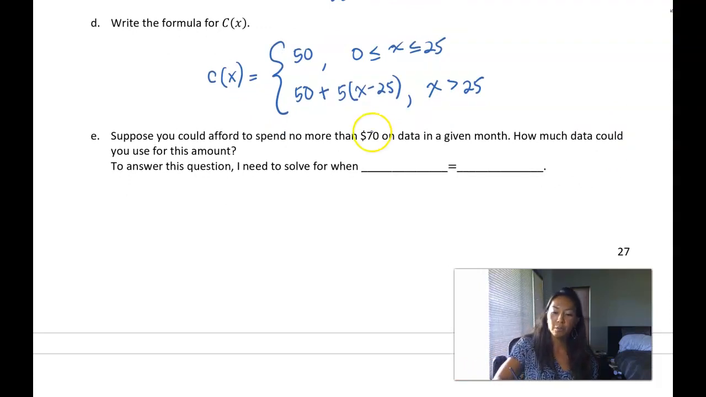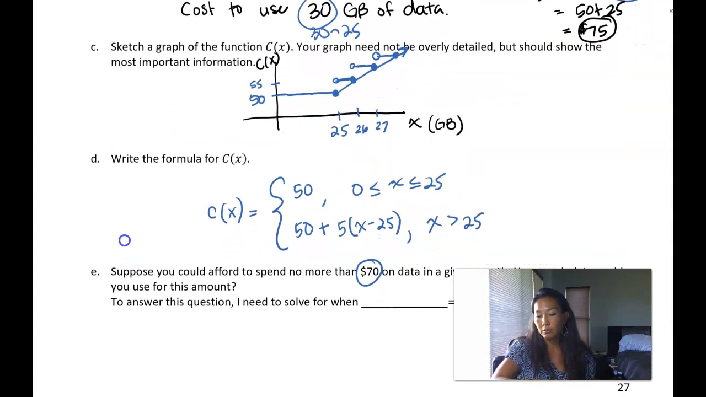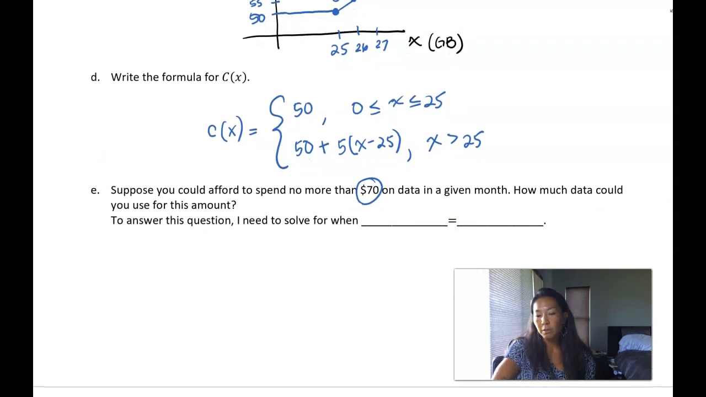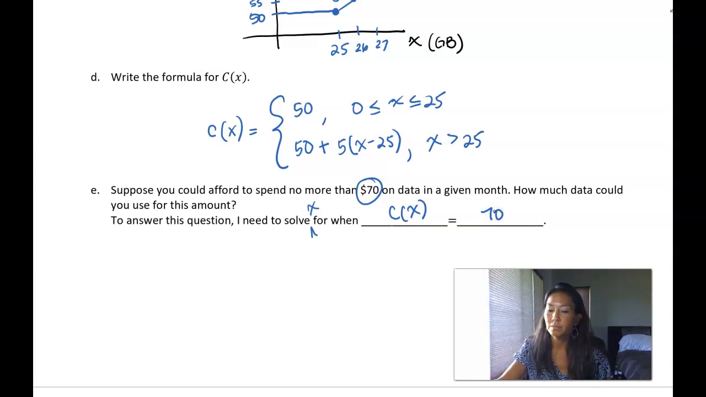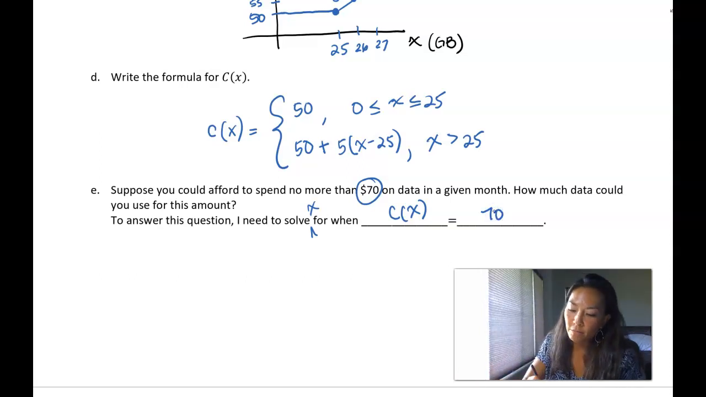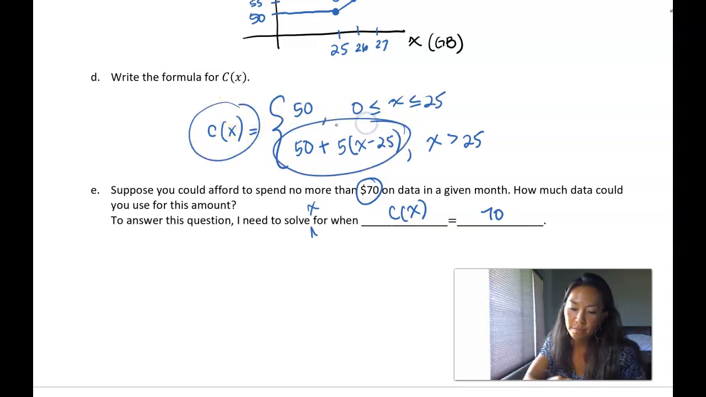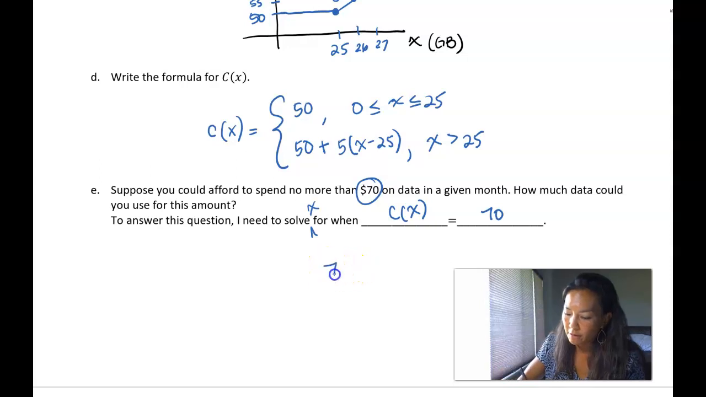Now, if we could afford to spend no more than $70 on data in a given month, how much data could you use? Well, I think you guys can figure it out. It's not a nice round number because we already just did one that costs $75, okay? So if we could spend no more than 70, I'm going to solve for x. I need to solve for x when c of x equals 70. So how do I do that? Well, I can take the piece above here and here, and then write 70 equals 50 plus 5 times x minus 20.